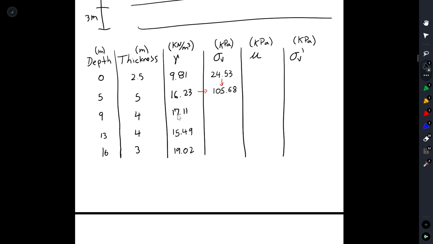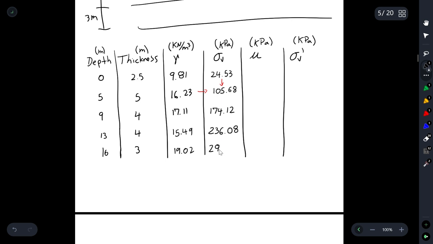Then the next one is 105.68 plus 4 times 17.11, that is a total stress of 174.12. Then 174.12 plus 4 times 15.49, 236.08. And finally, for total stress, 236.08 plus 3 times 19.02, that is 293.14. Now, so you can see the process is the same, it doesn't change.